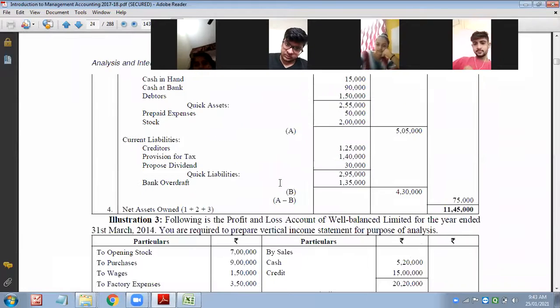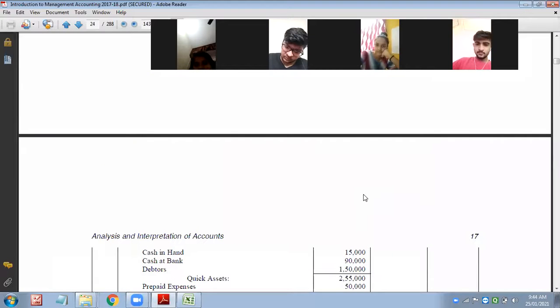See here, 11,45,000. Getting everyone? So once this is over, again we will join with the same login ID and password and we'll continue with the balance sheet statement only. So don't worry, those who have not yet completed can complete it in the immediately next lecture.